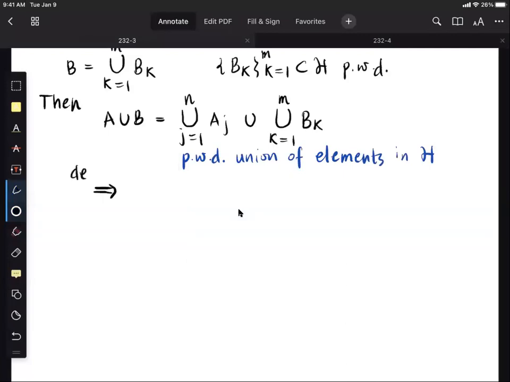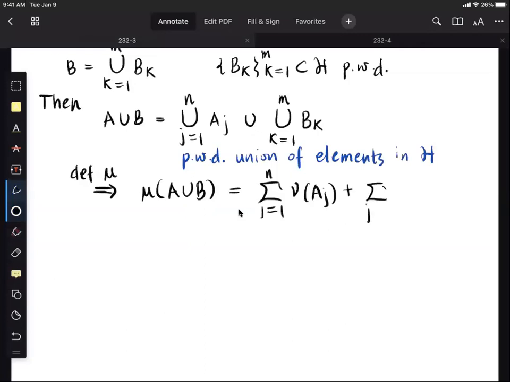And from this, according to the definition of mu, I can use this representation to obtain the value of mu. In particular, this is the sum j from 1 to n of mu of A sub j plus the sum of mu of B sub k, k from 1 to m. And you could easily notice now that the first term is mu of A, and the second term is mu of B.